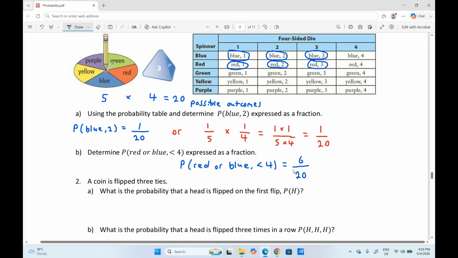And I just take those 6 outcomes and divide it by my total possible outcomes, which should be 20. So my answer should be 6 over 20. Now, if I want to simplify this fraction, I can divide both the top and bottom numbers by 2. And if I do that, I'm now going to get an answer of 3 out of 10. And now that's my simplified answer and final answer to this question.